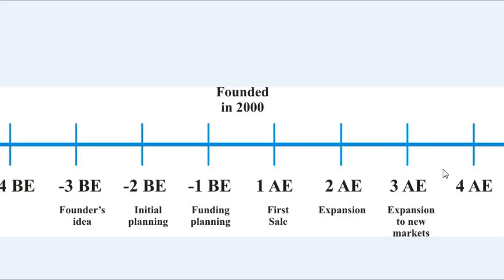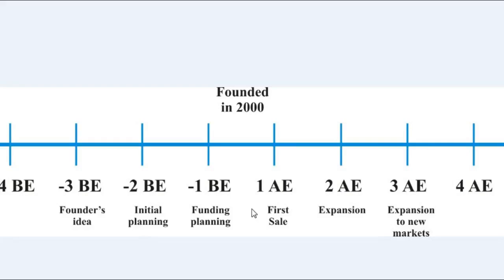For example, if a company was founded in the year 2000, then events before establishment BE are founder's idea, -3 BE means 3 years before establishment. Initial planning, -2 BE means 2 years before establishment. Founding planning, -1 BE means 1 year before establishment. Here, a negative sign indicates the event before establishment of the company.